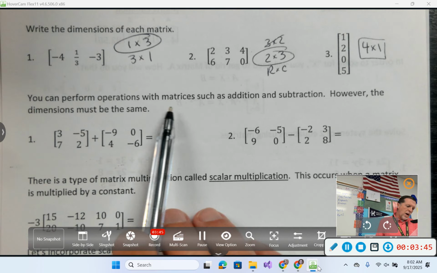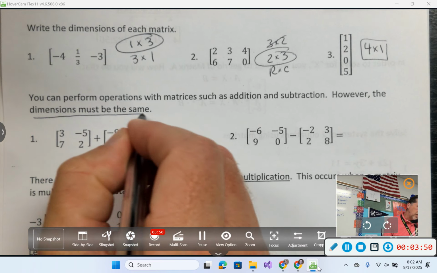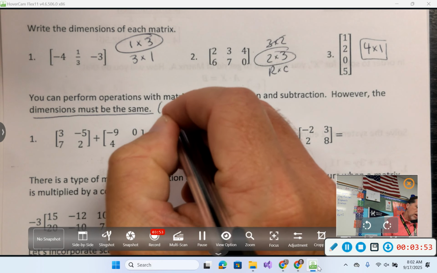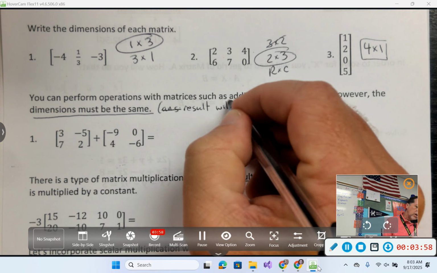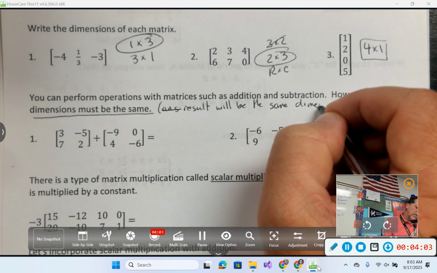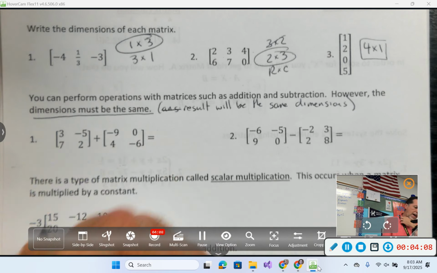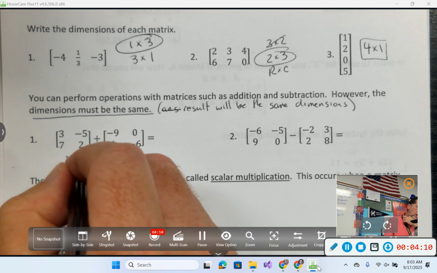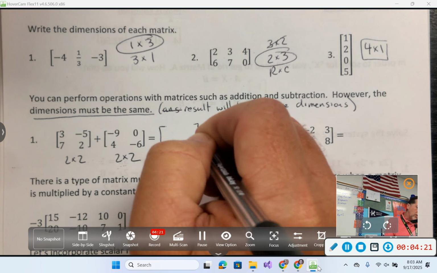All right, you can perform operations with matrices such as addition and subtraction. However, the dimensions must be the same, and the result will be the same dimensions. It's easy when they're square, right? You can get row and column backwards and it won't matter. So I can add a 2 by 2 and a 2 by 2, and that means my answer should be a 2 by 2.